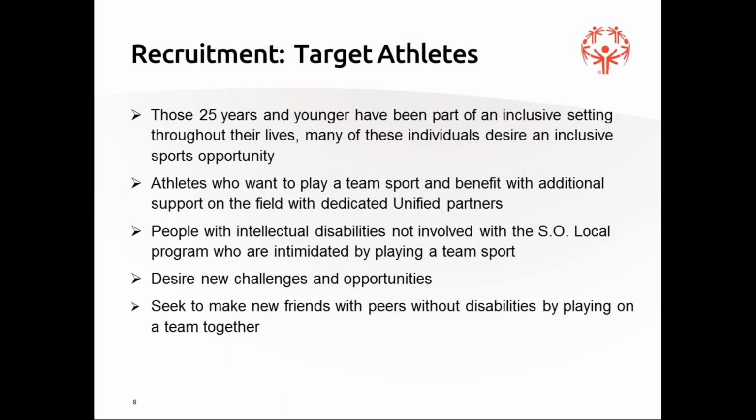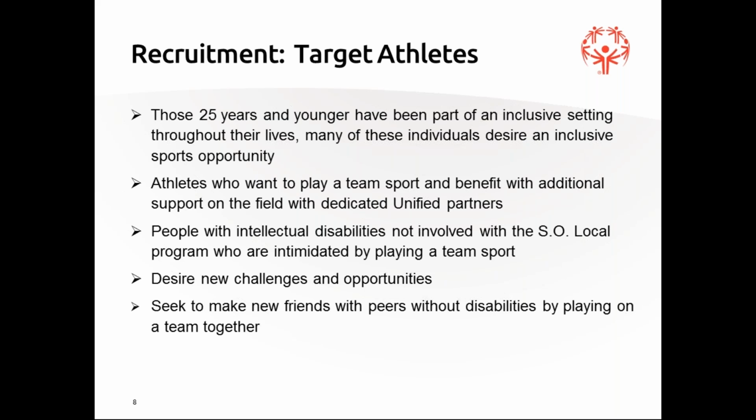Okay, so we need to recruit some athletes. We need to target our athletes. So remember that athletes 25 years and younger have been part of a traditional Special Olympics program all of their lives. So this might be different for them, okay, and they might enjoy this inclusive sports opportunity. This is for athletes who want to play on a team sport and will benefit with additional support from the field and dedicated unified partners.